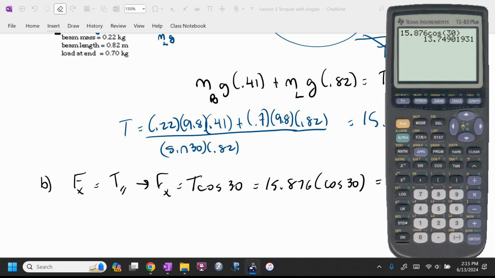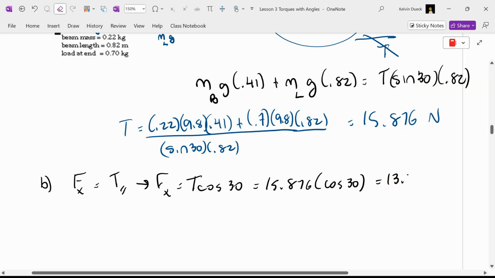Oh, how about 13.749 and just round to there? There's a 0 after that. 13.749 newtons. Okay? Which way is Fy pointing in my free body diagram? I'm looking for a two-letter word that starts with a U.